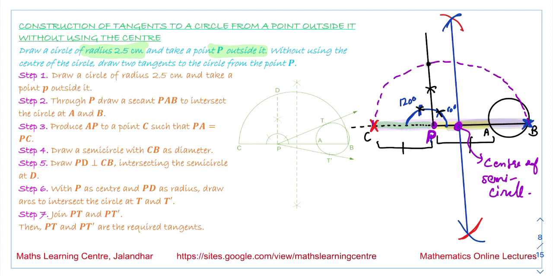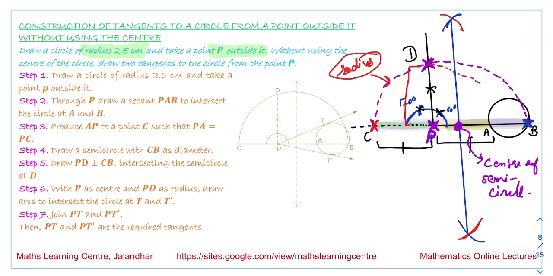And the point where this line intersects this semicircle, we name this point D. Now the next thing we have to do is keep the compass at this point P and the other tip of the compass at this point D. That is the radius we have to take. The compass should be opened equal to PD, and we have to draw a circle.